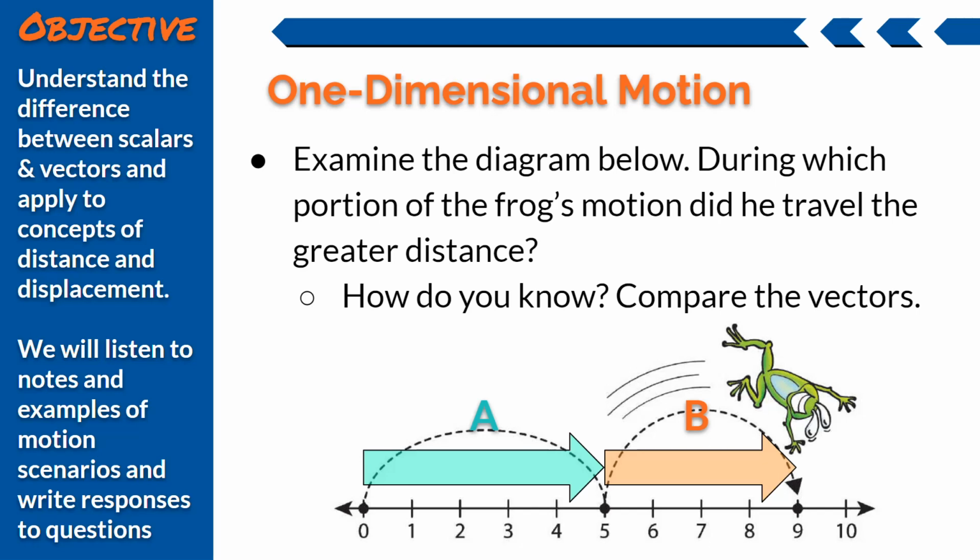Okay, A. And I know that because, well, one, the arrow is longer. You can look at the size of the vector, which is an arrow. If you need to write that down, you can: an arrow is a vector. Or you can just look at the number line itself. A goes from 0 to 5. That's a distance of 5 meters. B, on the other hand, goes from 5 to 9. That's a distance of 4 meters. So you can use either the number line or just the relative lengths of the arrows themselves.